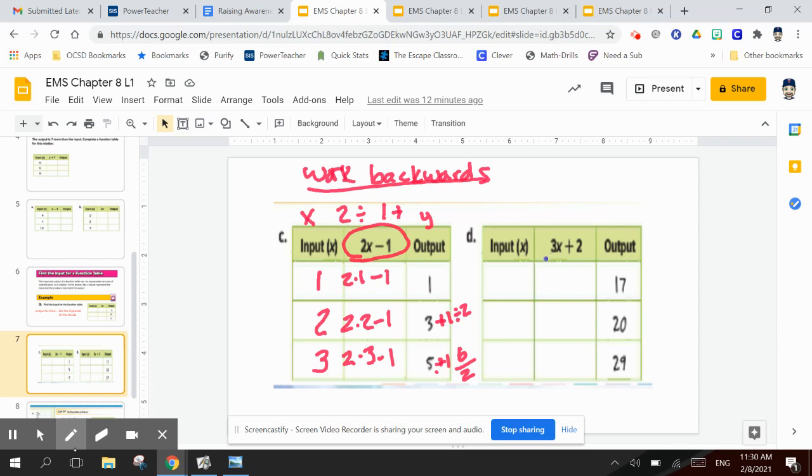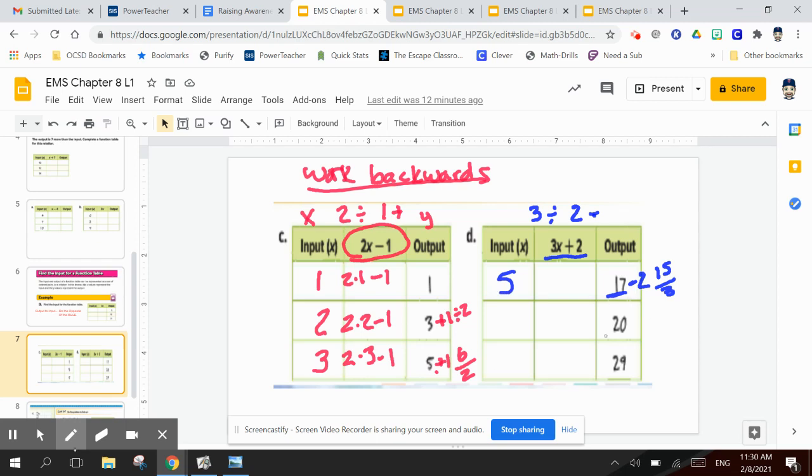Our rule is 3x plus 2. So plus 2, what's the opposite of add 2? Subtract 2. The opposite of multiply by 3 is to divide by 3. So I take my 17, I subtract 2, which is 15, and divide that by 3, which is 5.